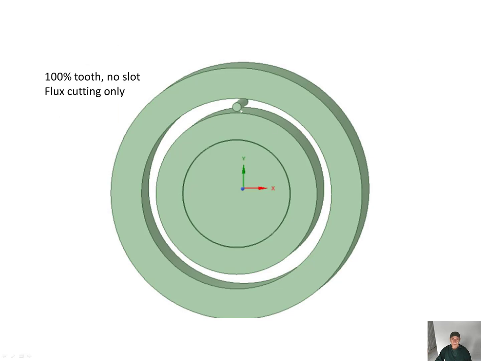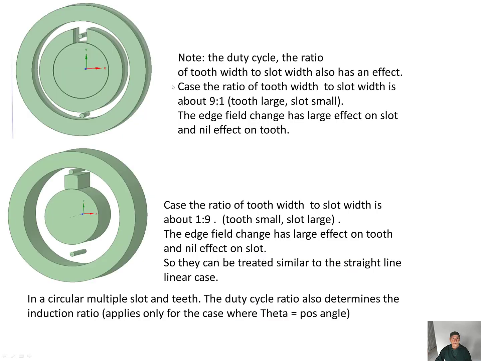So here's a case where we have one single conductor and no slots. So it's all flux cutting only. So it's like 100% tooth. So here's 2 other cases. The duty cycle, which is the ratio of the tooth width to the slot width, also has an effect. Case one, the ratio of the tooth width to the slot width is about 9 to 1. Tooth large, slot small. So this is the case where we have a large tooth and a small slot.